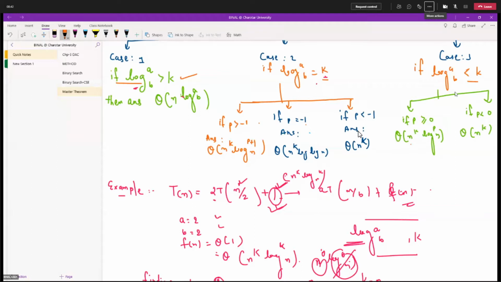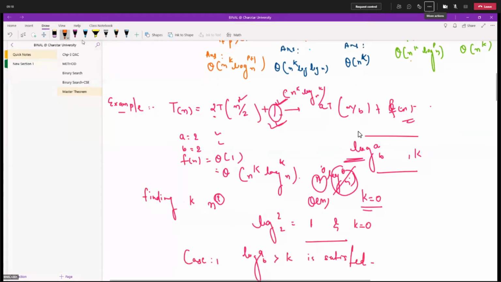So for the master theorem, you have to identify two values. For that you have three cases: less than, equal to, and greater than, right? It is very easy to identify: whenever your value of log a base b is greater than k, your complexity is always in the form of theta of n^(log a base b). You have to remember this. Write it two or three times and you will remember that if log a base b is greater than k, your complexity is always theta of n^(log a base b).